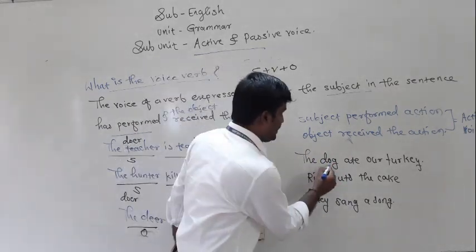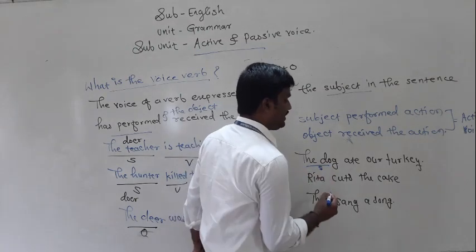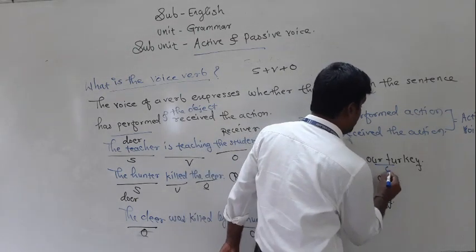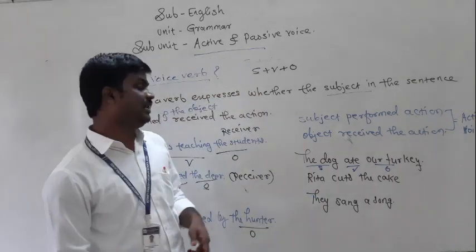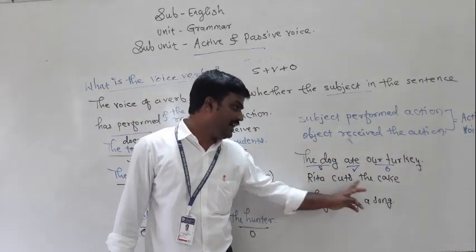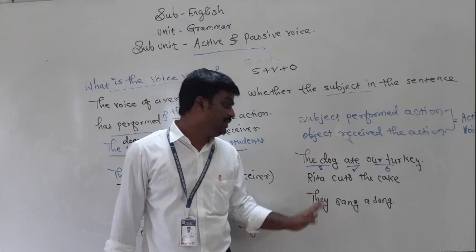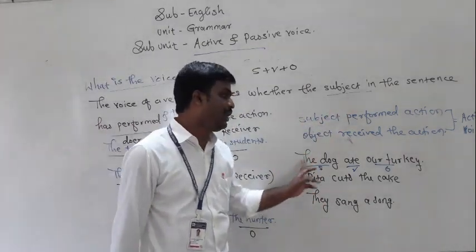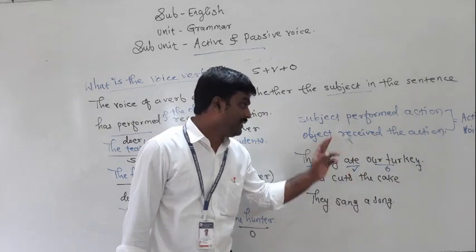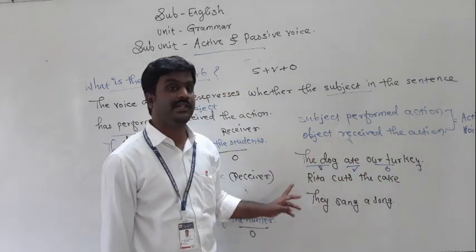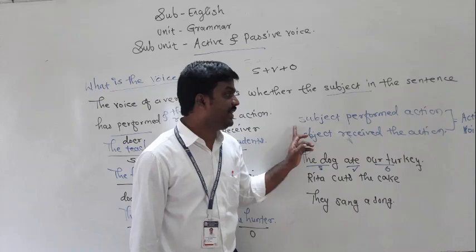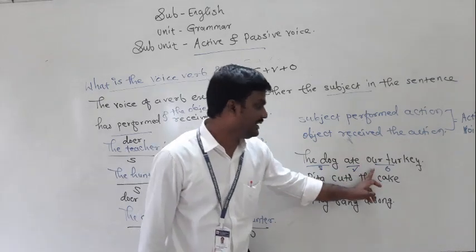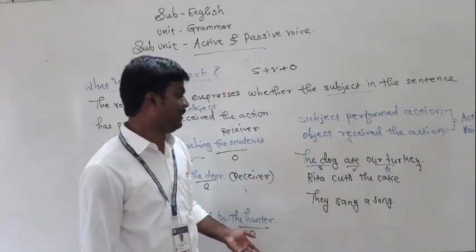Here, look at this. The dog is the doer of action. It is the subject, it is a verb, and it is an object. The dog ate a turkey. Rita cuts the cake. They sang a song. In these statements, the subject performed the action. The dog ate, the action of eating. Who has done it? The dog. So the dog is the subject, he is the doer of action, and a turkey is an object, he is the receiver of action.